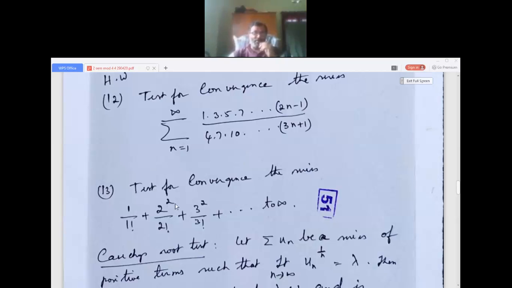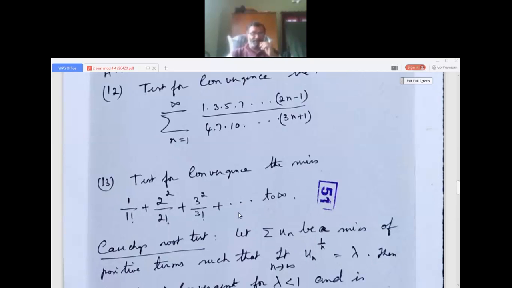Test for convergence of the series 1 by 1 factorial, 2 squared by 2 factorial, 3 squared by 3 factorial. So what will be the nth term here? The nth term will be un, and then replace n by n plus 1. First term 1, second term 2 squared, third term 3 squared, so the nth term will be n squared by n factorial. The same type of problem is being done. See and solve it. You can ask me or the class later.